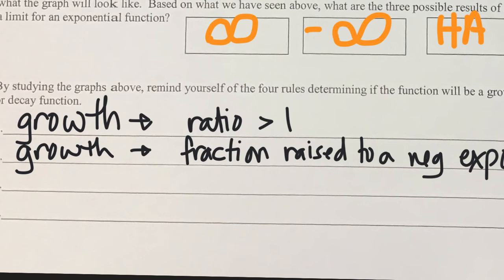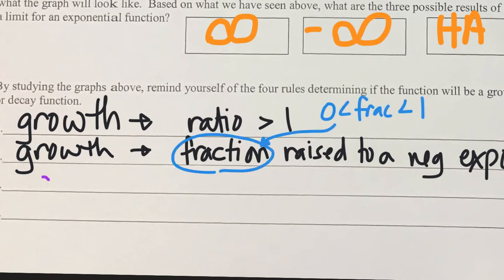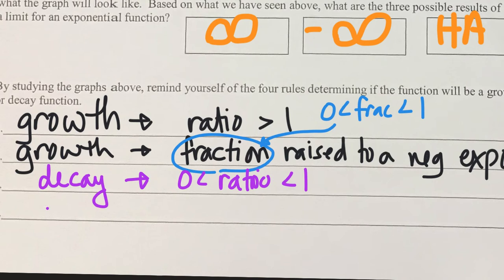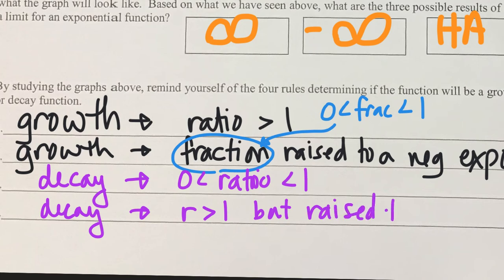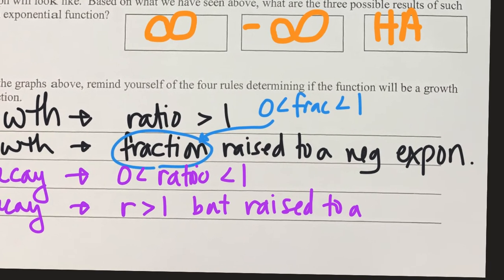What if it's something over 1 that's raised to a negative? So then decay, an exponential decay function will have a ratio between 0 and 1. Or we could have a decay function if we had a number larger than 1, but raised to a negative power also.